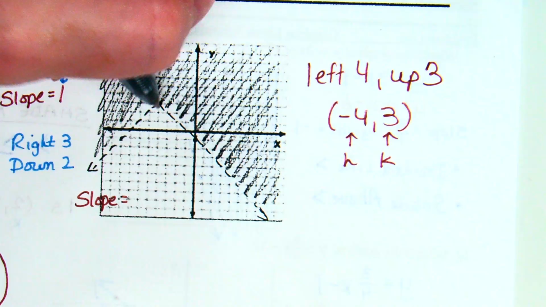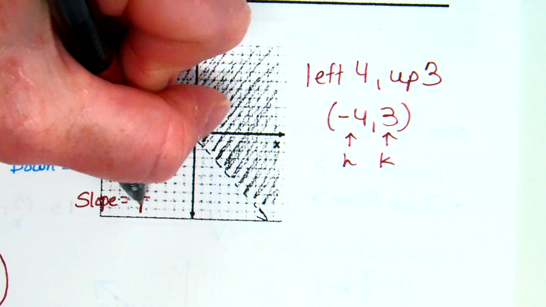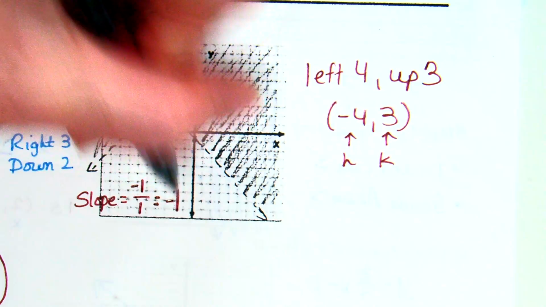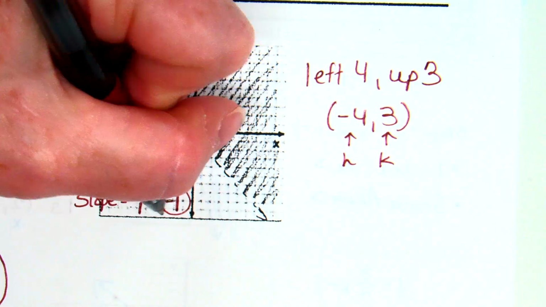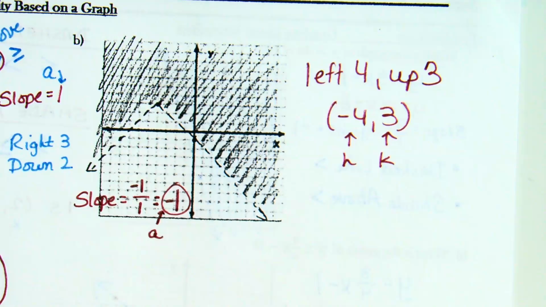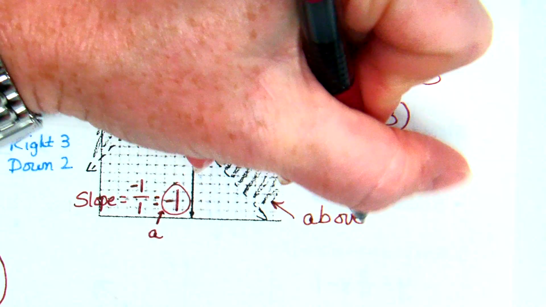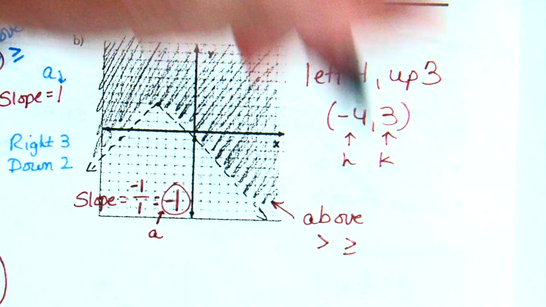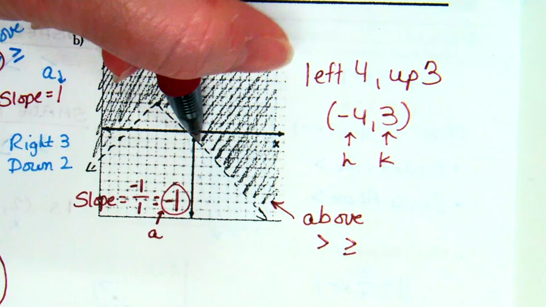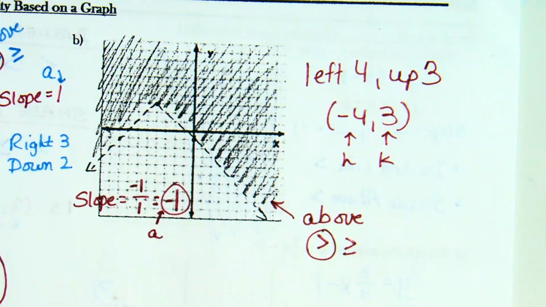What about the slope on this one? What's going on on that right branch? Down 1, right 1, which is a -1. What is that -1 value going to be? That's going to be my a value. And where is my shading on this one? Shading is above, so above means it's going to be some type of greater than. What is it? Not equal to, so just greater than.